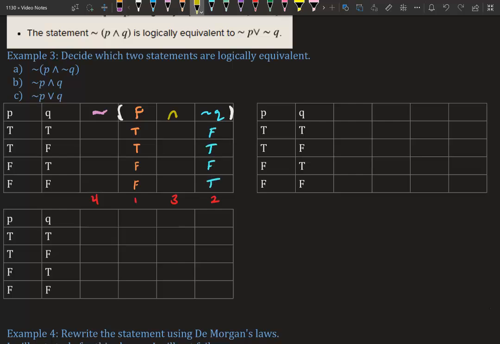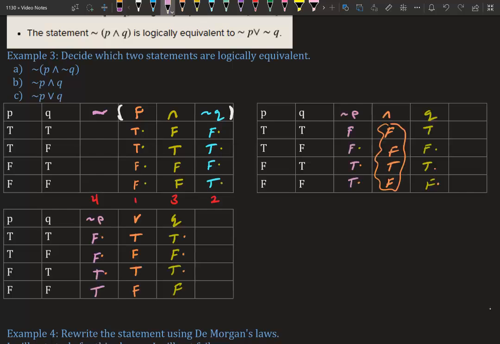And then we have and. So with and, both need to be true, so true, false, that is false. True, true, that's true. False, false, that's false. And false, true, that is false. Alright, now we need to negate. So if we negate, the opposite of false is true. Opposite of true is false. Opposite of false is true. Opposite of false is true.